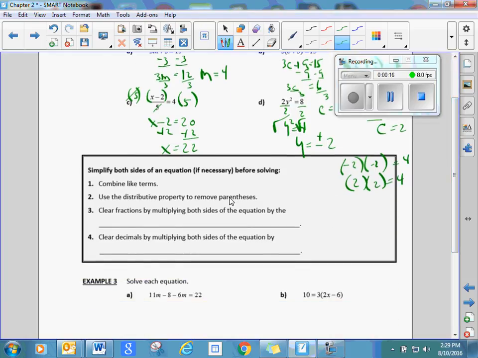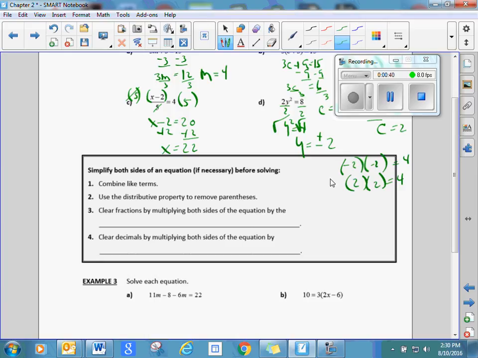We're going to actually now talk about if you have simplification to do, maybe you have an equation that's a little bit more complicated than the first early ones that we've done. There are some things that you need to do to simplify the sides of the equation before you actually go about using the steps to solve and isolate the variable. So you're familiar with combining like terms.